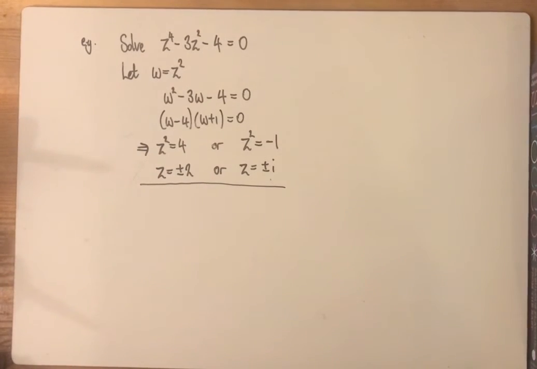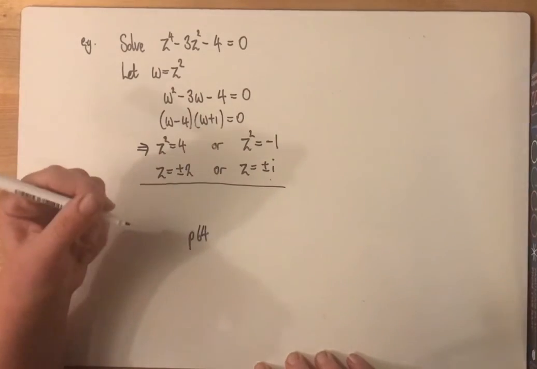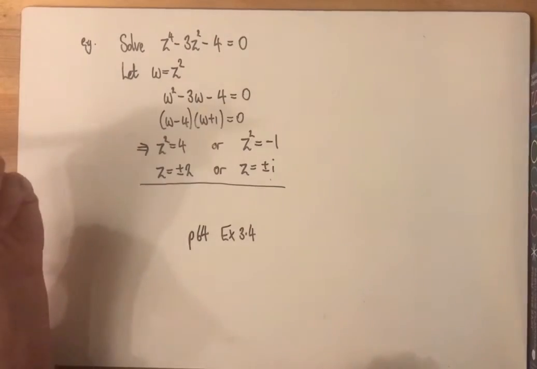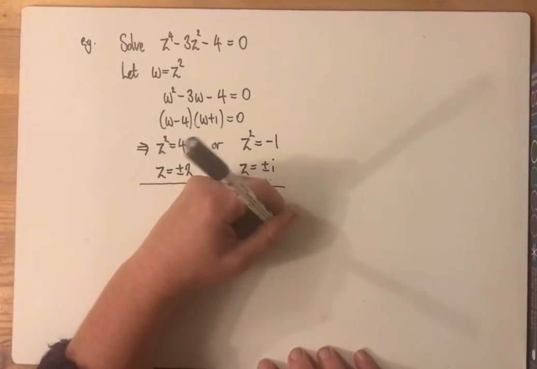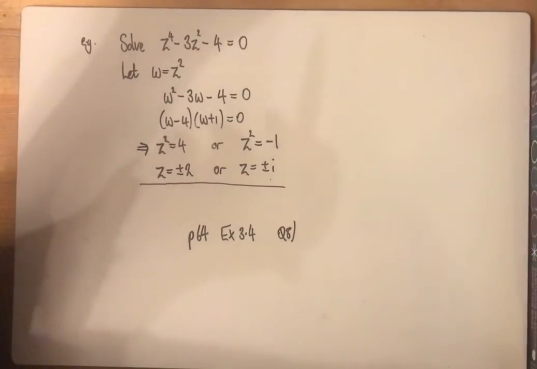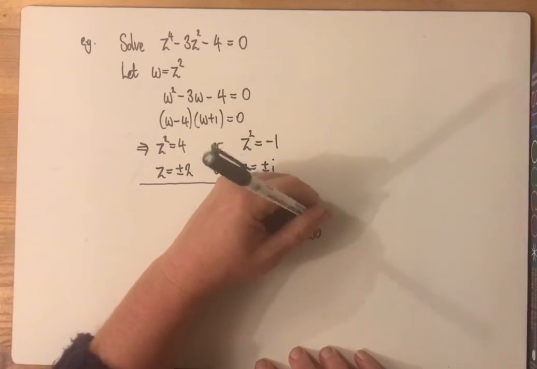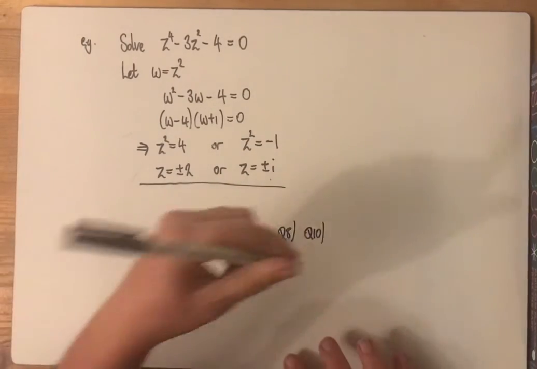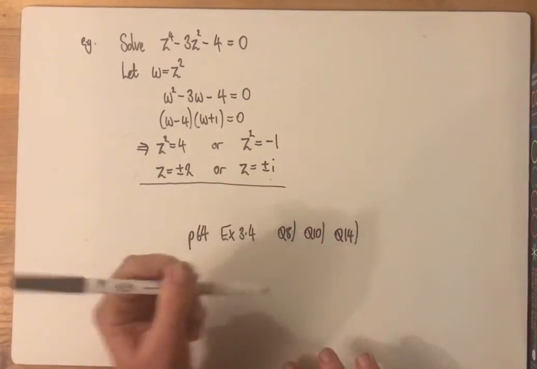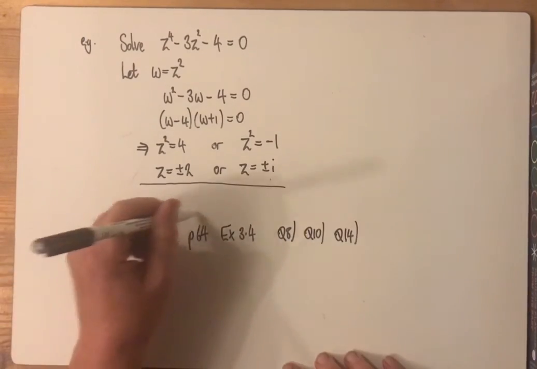So if you could have a go, please, at page 64, exercise 3.4, your favourite exercise, and question 8, which is similar to that first example I just did a minute ago, and question 10, and then question 14. And if you want a challenge, you can go past 14 as well, but they're the ones to focus on.